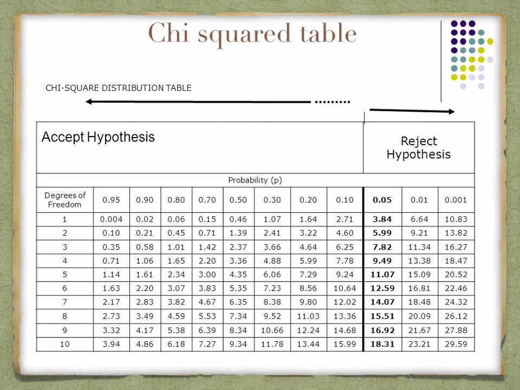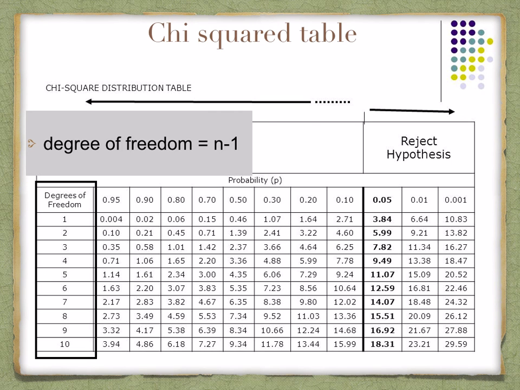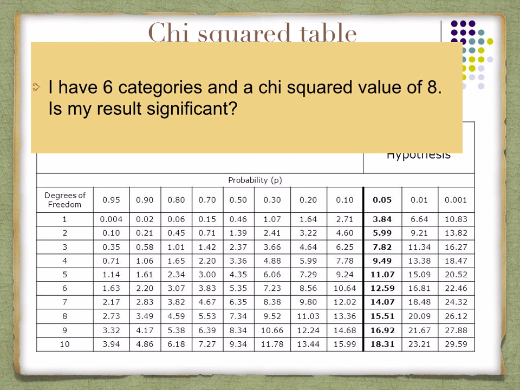Now this table looks complicated, but it's quite simple. On the left, you've got the degrees of freedom, and this is the number of categories that you have minus 1. So for example, I've got 6 categories and a chi-squared value of 8. Is the difference that I found significant or not? What's the first thing that you do? You have a look at your degrees of freedom. Because I have 6 categories, my degrees of freedom will be 6 minus 1, which equals 5.